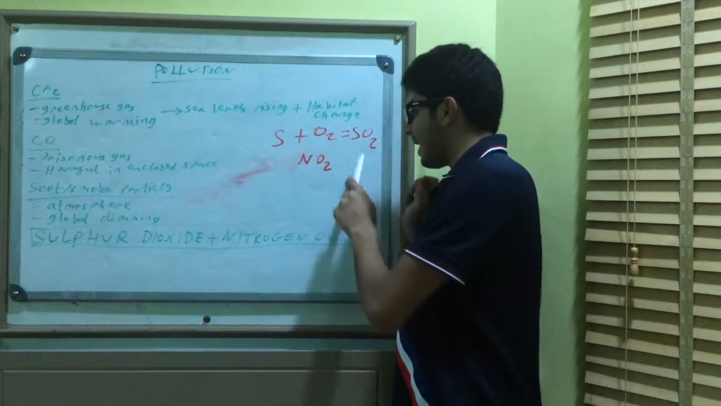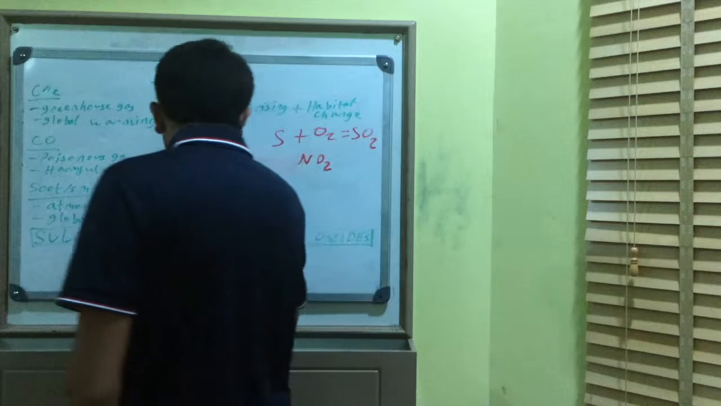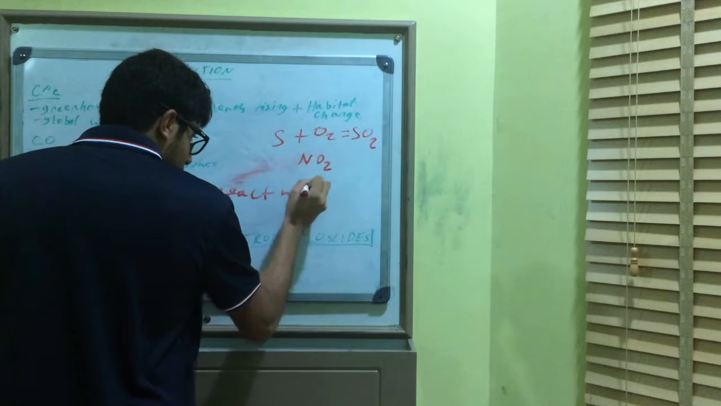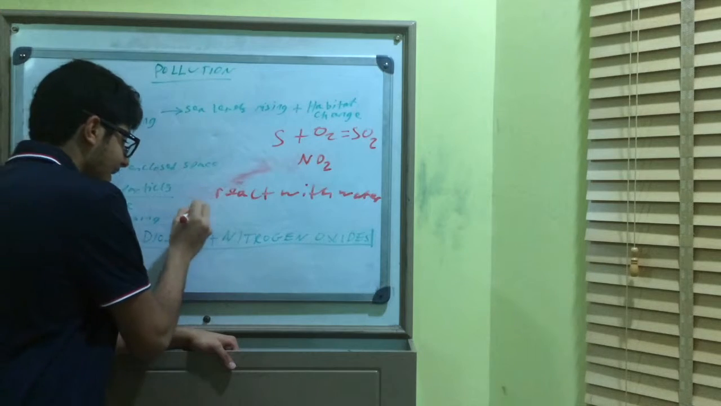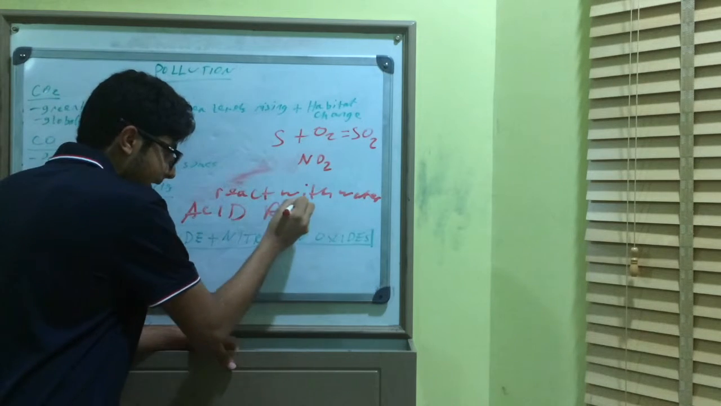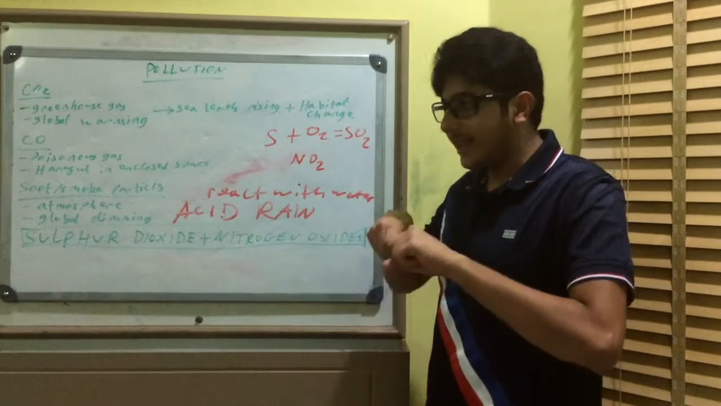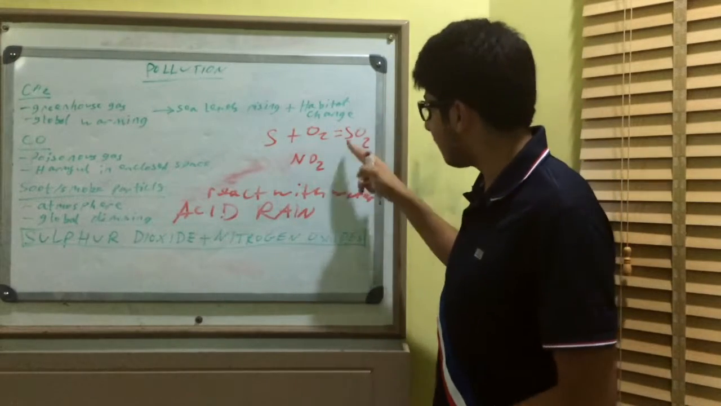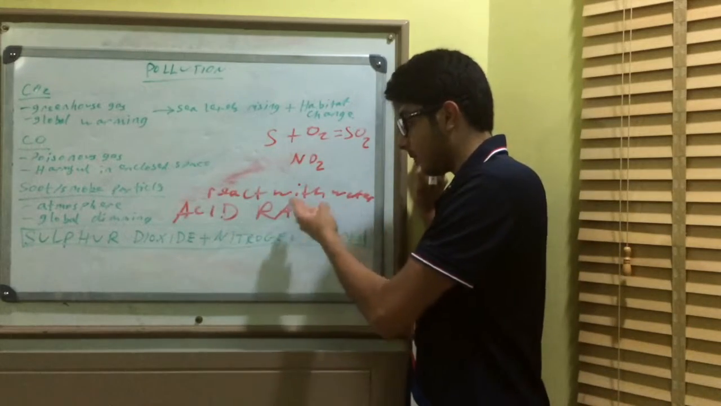Why are these two gases so bad? Because they react with water to form acid rain. There it is. So if the exam board asks you about a negative effect on the environment from sulfur dioxide or nitrogen oxides, you can say it reacts with water to give you acid rain.